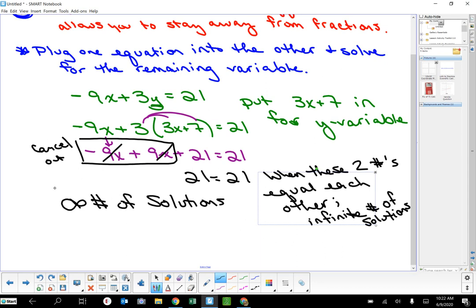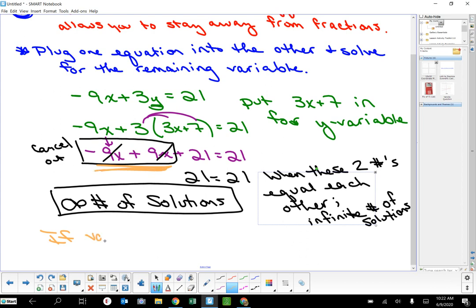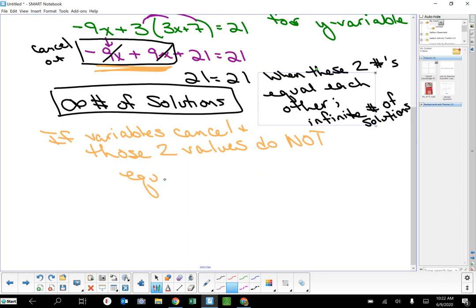Which, if you think back to the graph, that means that we would have had two lines that would have graphed directly on top of each other. Okay? If, this is an if, the variables cancel like they did up here, and those two numbers don't equal each other, then you have no solution.